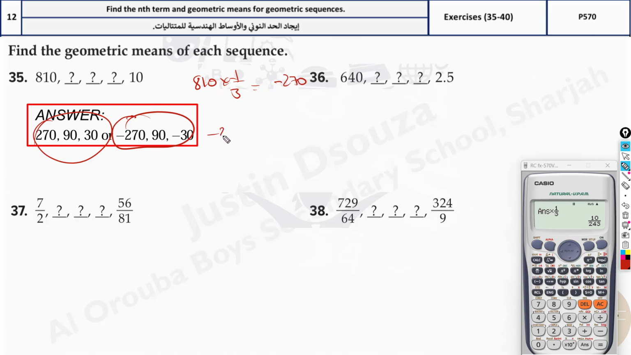Then multiply this again, minus 270 times minus 1/3. This is going to be a positive number, and then just solve it. It will be 90. And then this is plus 90, and then 90 times again negative 1/3 will be negative 30, and so on. So this is how we solve it. We'll do one more problem here. Let's do a difficult one, the last one over here.